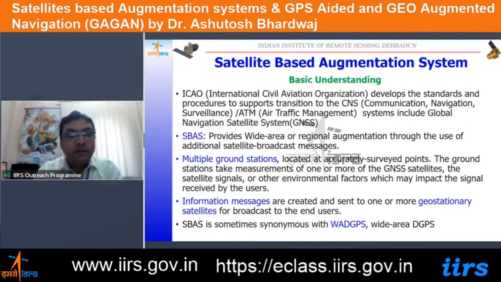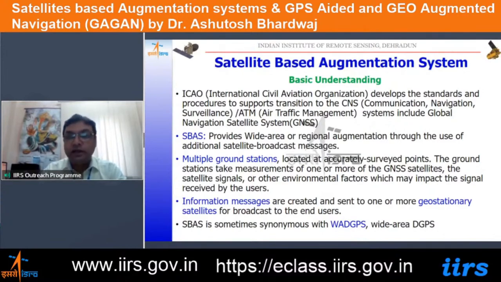Now our requirement is a higher accuracy in the real-time mode. So for that purpose, we are using the DGPS method itself actually, but in a planned way. So SBAS is providing wide area or regional augmentation through the use of additional satellite broadcast messages. So primarily what happens is that we have multiple ground stations on the ground, on the earth, which have known locations.